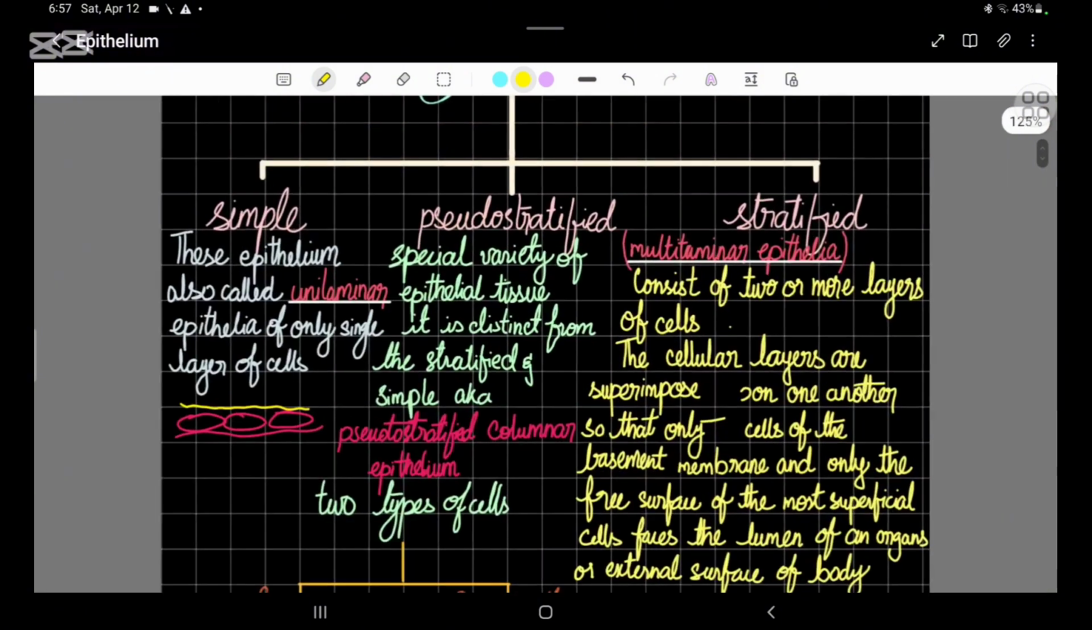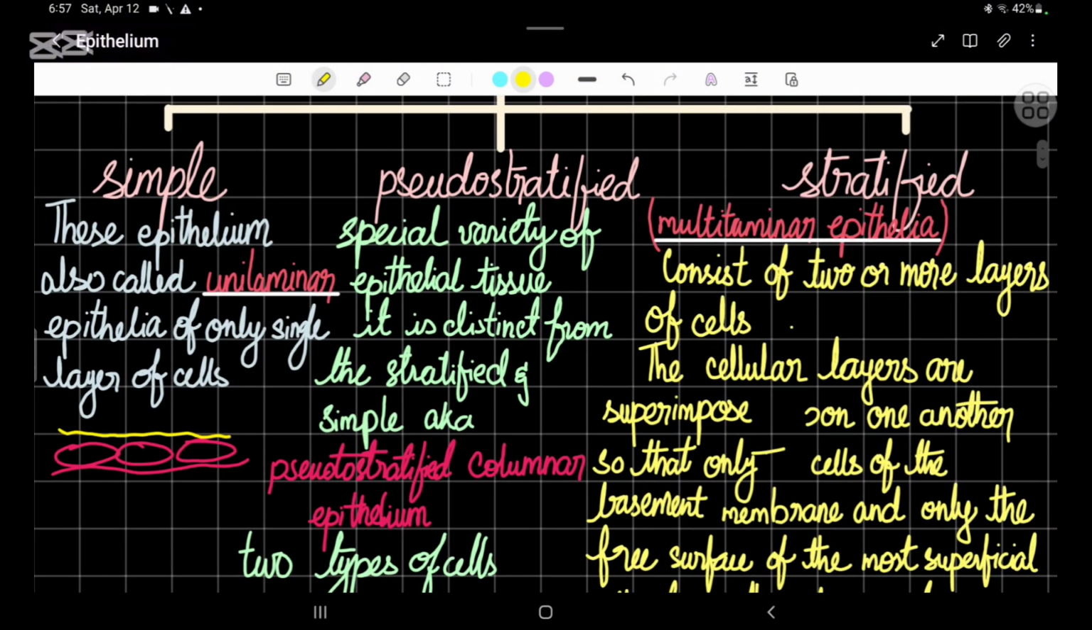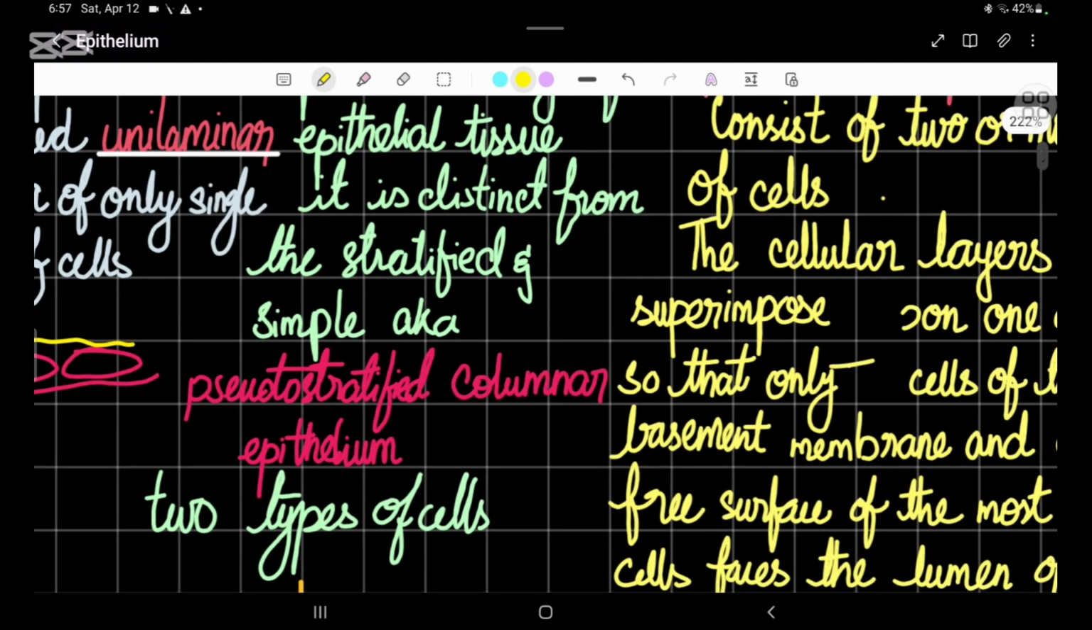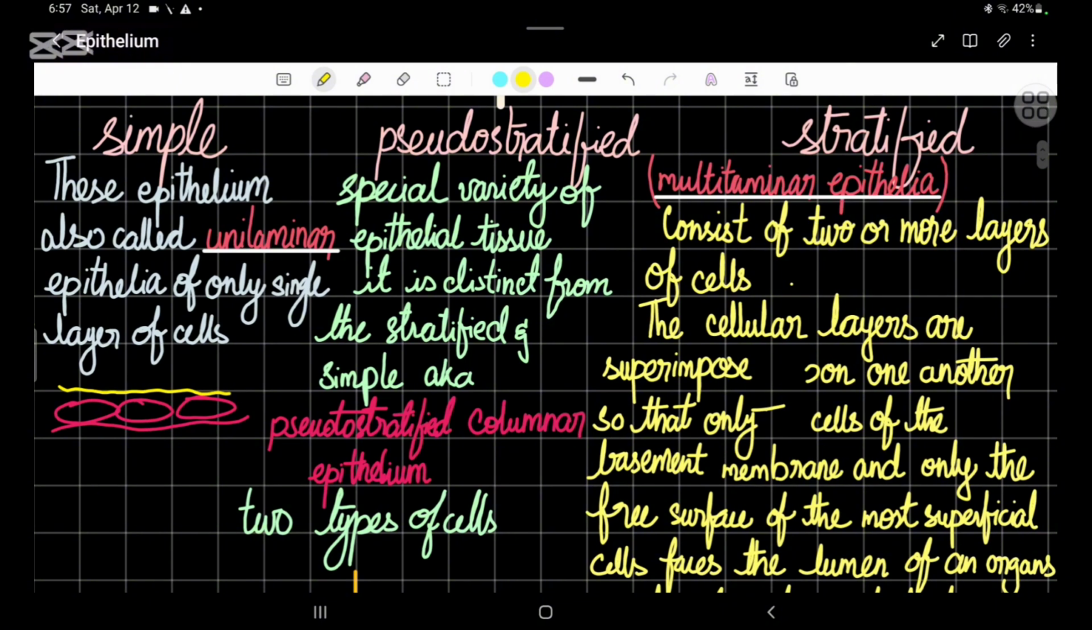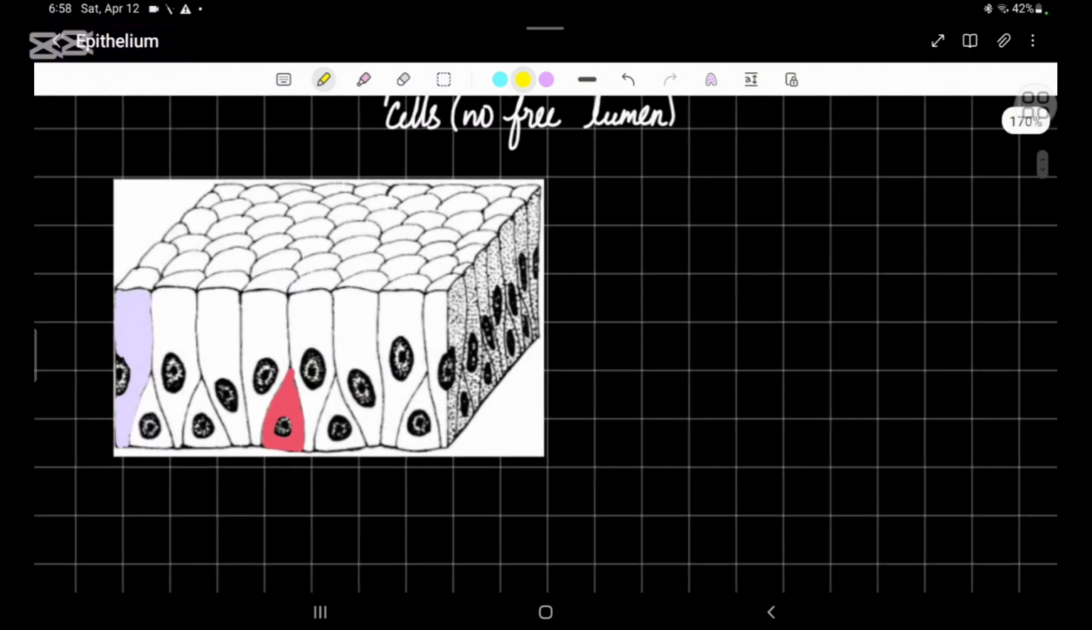What is pseudostratified? It sounds like confusing terminology, but it's not actually confusing. It's not simply stratified epithelium or simple epithelium. Why? Because it is a special variety of epithelial tissue. It is distinct from the simple and stratified, so we have categorized them in a different classification. We have called them pseudostratified. Why are they called pseudostratified? Here, let me go with this one.